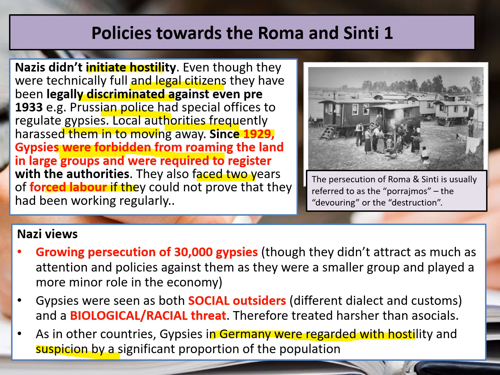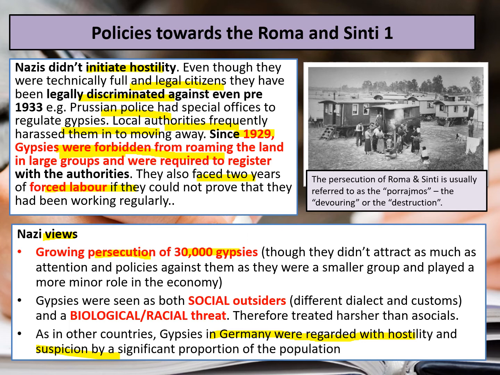So thinking about the Nazi views. Nazis really didn't like the 30,000 gypsies, or 26,000 if we're being more specific, that were living in Germany. And they decided that they wanted to persecute them more and more over time. Generally, they didn't attract as much attention and policies against them as Jewish people because they were a smaller group and they hadn't played such a central role in the economy. Although over time, lots of policies that they put in place against the Jews were also subsequently applied to the Roma and Sinti as well. So why are the Roma and Sinti treated so awfully by the Nazis?